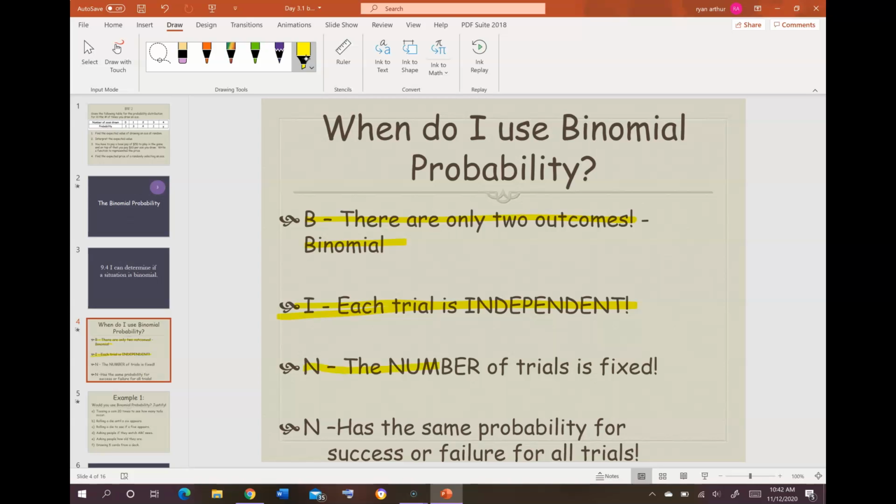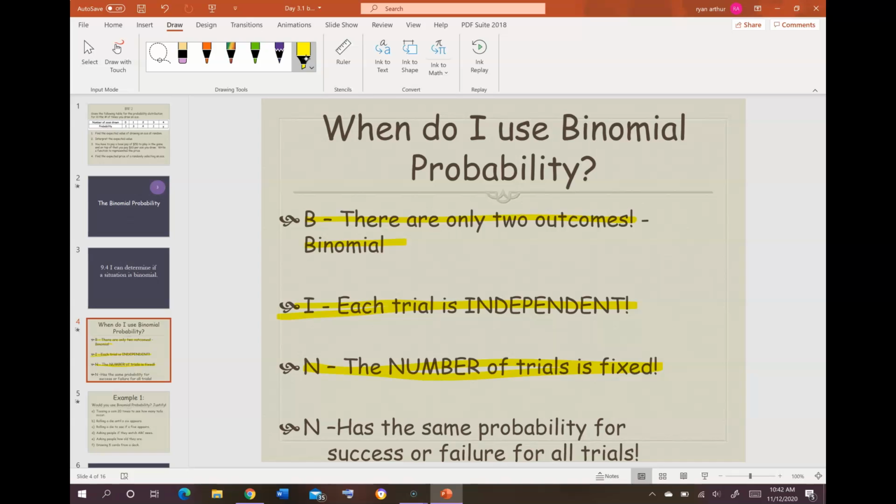Now, the number of trials is fixed. You have to know how many trials. It's not just until you get something. No, you need to say, I'm going to flip the coin 3 times and see how many times I get heads. It's not, I'm going to flip the coin until I get heads. Okay, you can't do that.